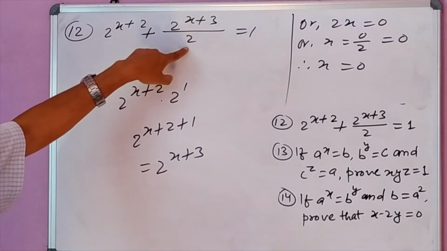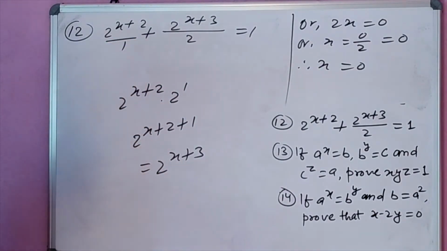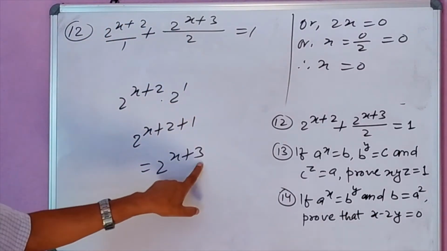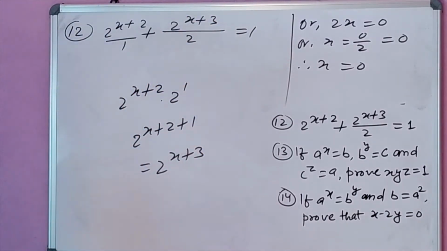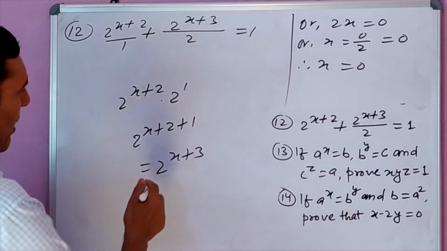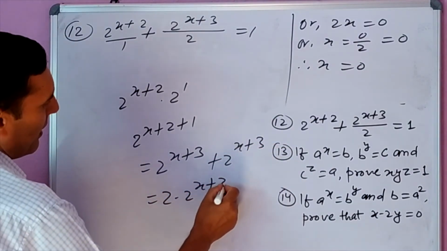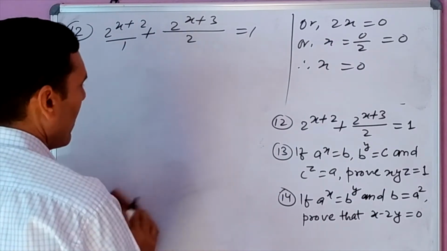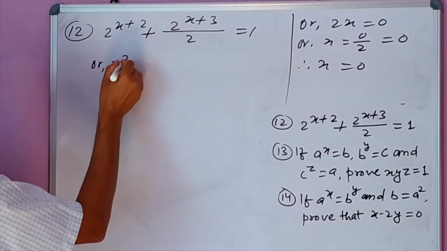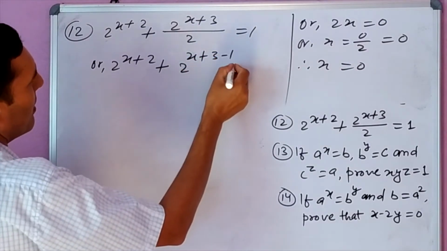Either take the LCM in this way. The LCM is 2, because the denominator of the first term is 1. We have to multiply 2 to the power x plus 2 with this LCM 2. While multiplying, it becomes 2 to the power x plus 3, and the second term is also 2 to the power x plus 3 in the numerator. The numerator is added: 2 to the power x plus 3 plus 2 to the power x plus 3. It can be written as 2 times 2 to the power x plus 3. We get the same condition here. You will understand better in the next step.